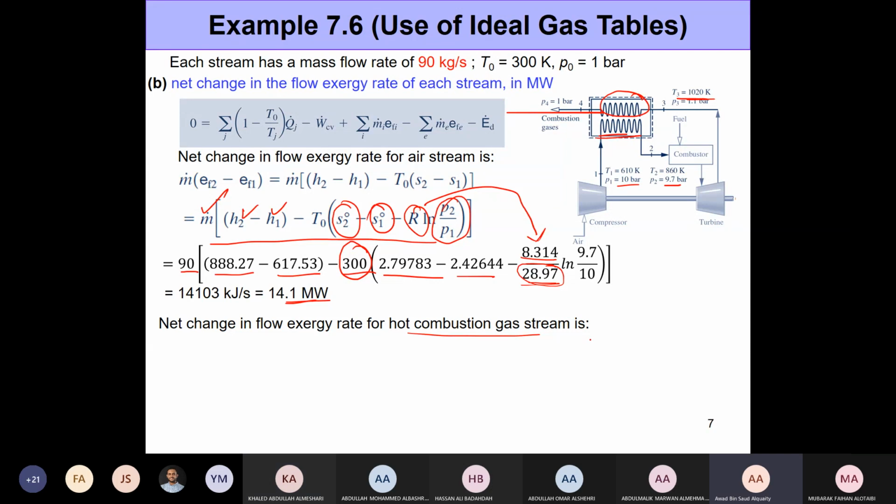So what I'm trying to ask here is, we calculated the net change in flow exergy for the airstream, right? We calculated m dot ef2 minus ef1. Now we need to calculate m dot ef3 minus ef4. What is the net change in flow exergy for the hot gases or the hot stream of the heat exchanger right here? So before we go ahead and calculate, I just wanted to know what your expectation is about this value. Would you expect it to be greater than 14.1, which is the change for air, or would you expect it to be lower than this value?